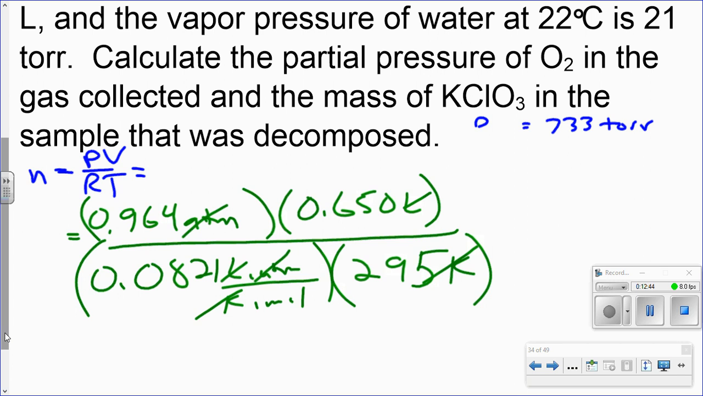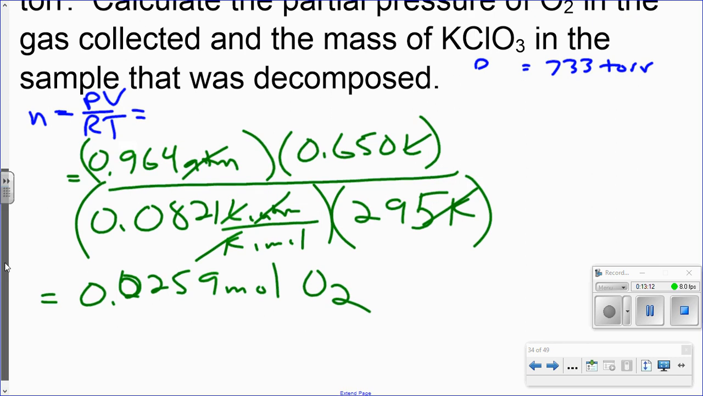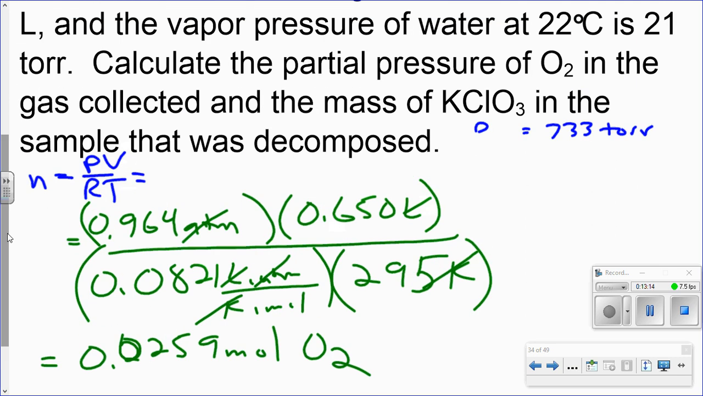So we have 0.964. Let's find out the moles. 0.964 times 0.650 divided by, start your parentheses, 0.0821 times 295. Don't forget to end the parentheses, and you end up with 0.0259 moles of O2. But that's not what the question asks. Again, this was a deep problem here. It says calculate the mass of KClO3.